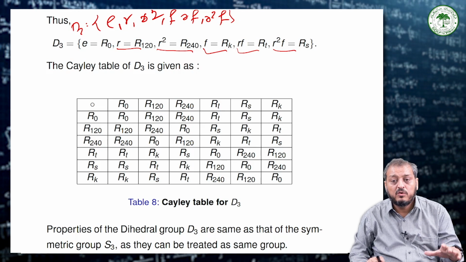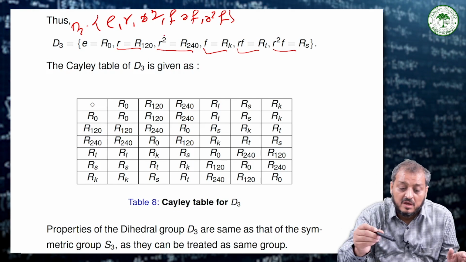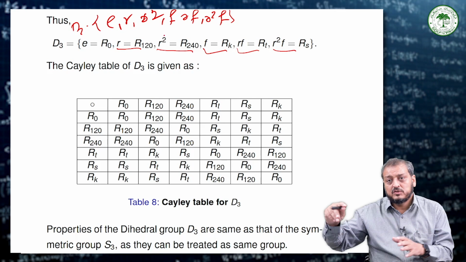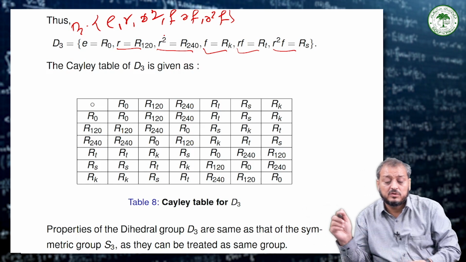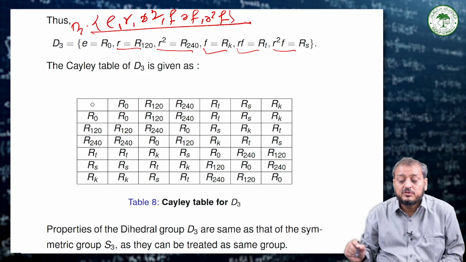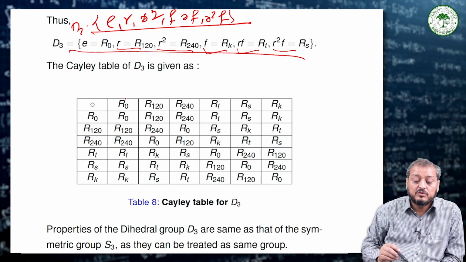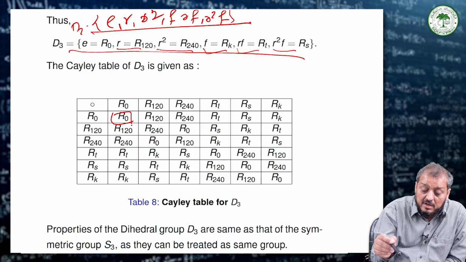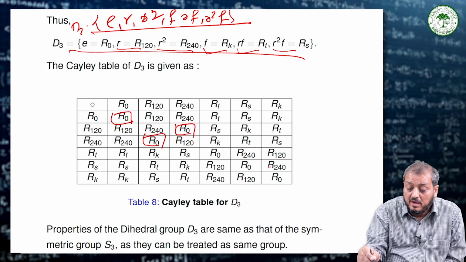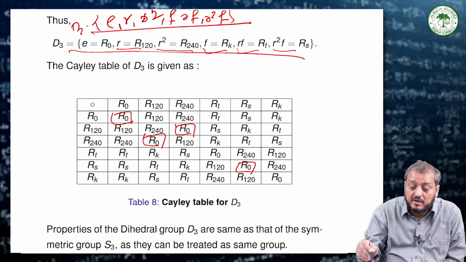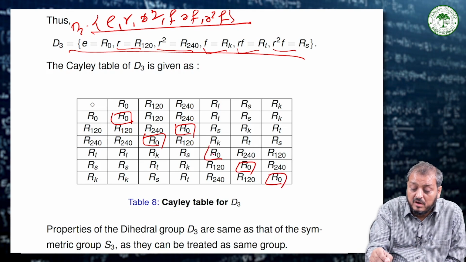Generally we write the dihedral group in the form of R to the power n minus 1, F, RF, R square F, R to the power 3, and so on. So here we have it in this form. Clearly we can present it by the Cayley table. If you see, this is the identity element.